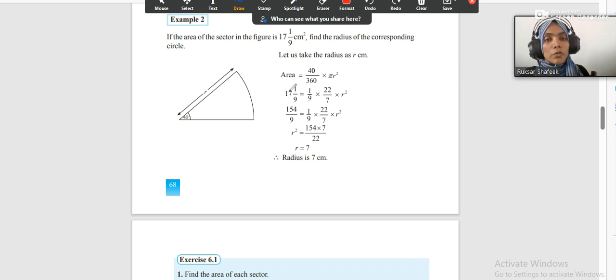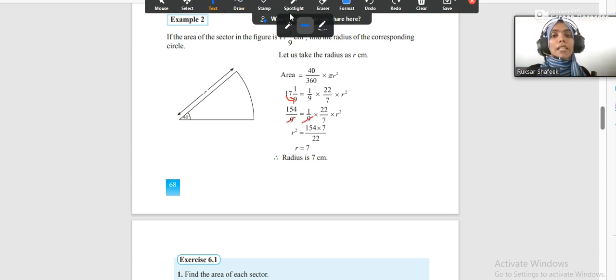So what we have to do first is convert this mixed fraction into an improper fraction. To do that, we multiply 17 by 9 and then we add 1. So that will give you 154 over 9. And after we do the conversion, then we can divide or cancel off these 9s.